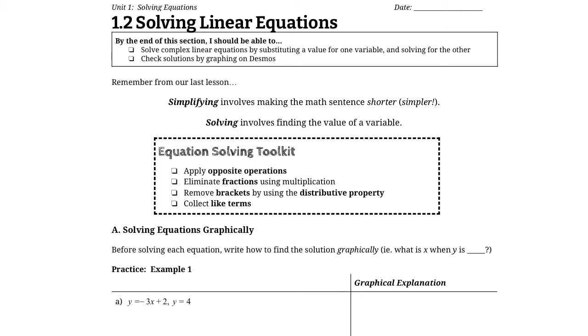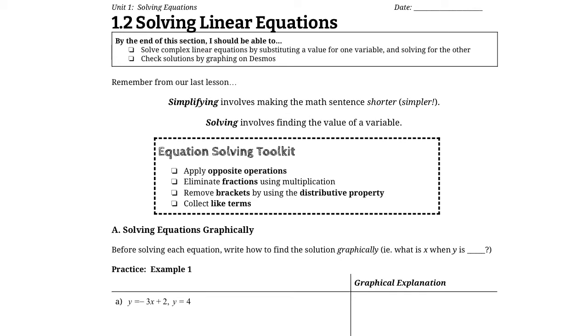Lesson 1.2 is an overview of how to solve a variety of linear equations. In our previous lesson, we looked at simplifying, but we are now ready to solve for the value of a given variable. We have a couple of tools already in our equation solving toolkit, and we know that in order to solve equations, we always need to apply opposite operations.